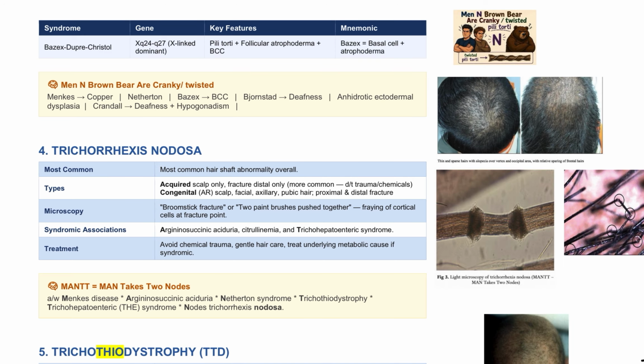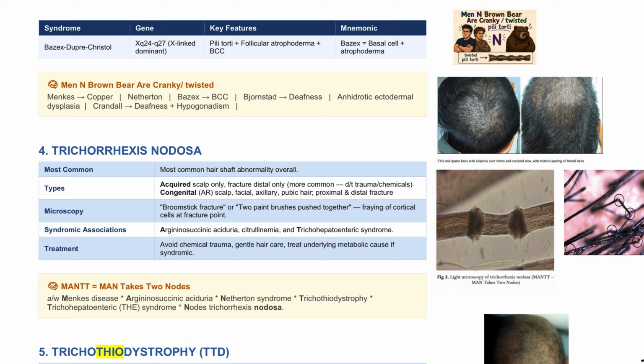Here we see that it is the most common hair shaft abnormality, and it takes two nodes. So these are the two nodes, and this will be frayed like two paint brushes or a broomstick fracture. It can be acquired or congenital. Acquired is only distal and due to trauma, and congenital is autosomal recessive, it involves all hair including scalp and body hair, and it is both proximal and distal fracture.